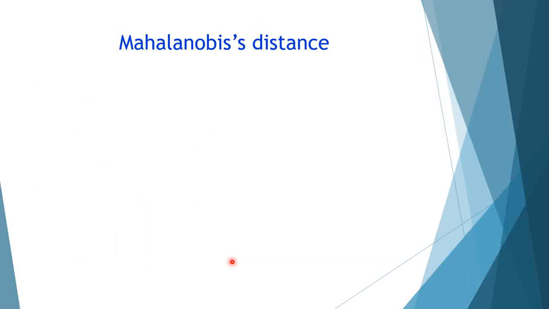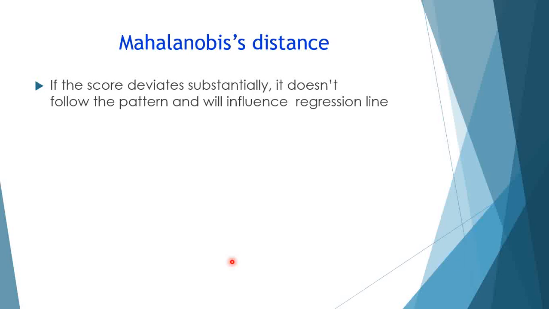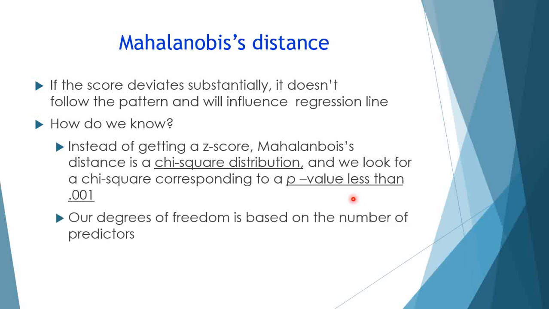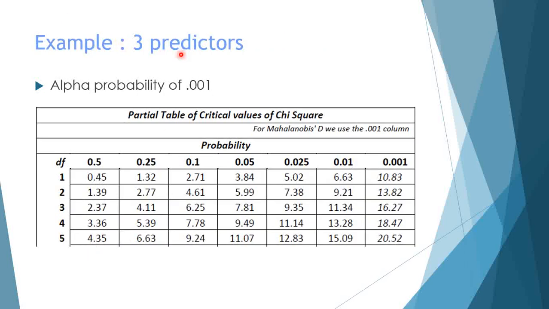Okay, so how do we identify what's a good or a bad Mahalanobis distance? Well, we know if it deviates substantially, it'll influence the regression line. How do we know when we should draw the cutoff? Well, instead of getting a z-score, our Mahalanobis distance is based on a chi-squared distribution. And we look for a chi-squared corresponding to a p-value less than 0.001. Our degrees of freedom in the chi-squared analysis is based on the number of predictors. So this is probably the easiest thing you'll do in this course. If you have 4 predictors, your degrees of freedom, you guessed it, will be 4. If you have 3 predictors, your degrees of freedom will be 3.